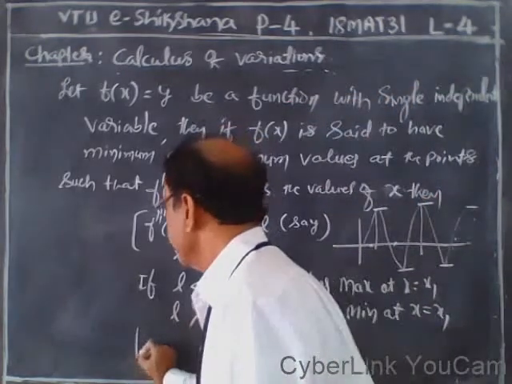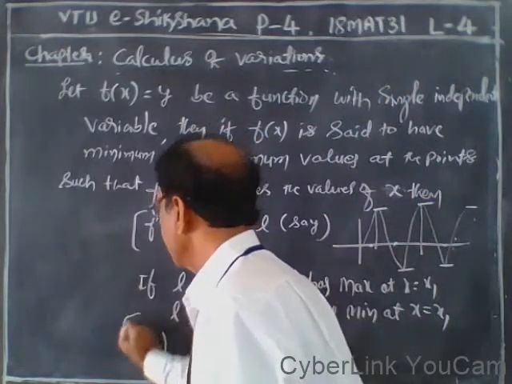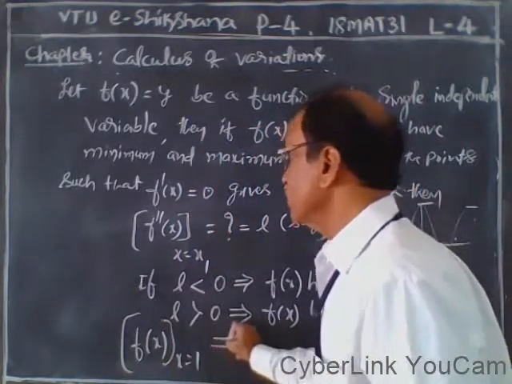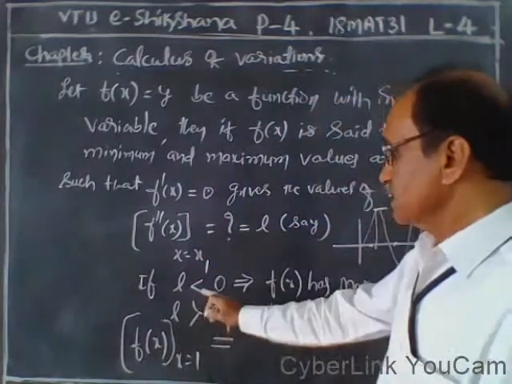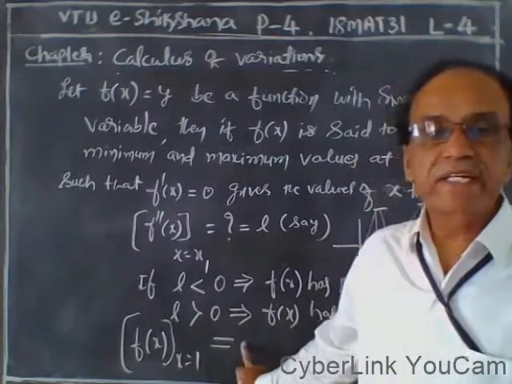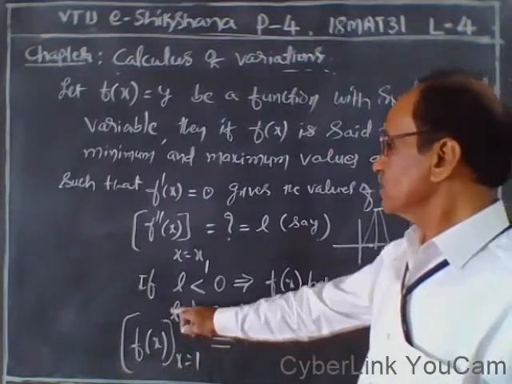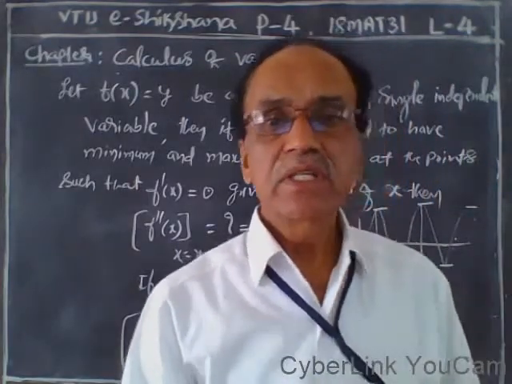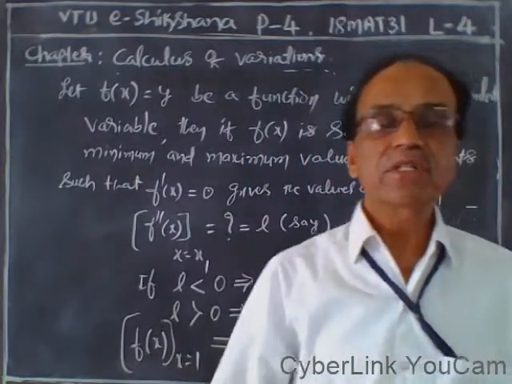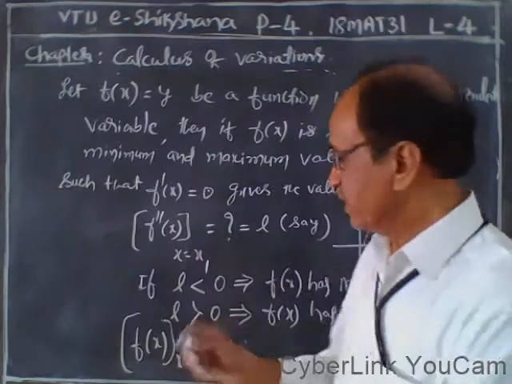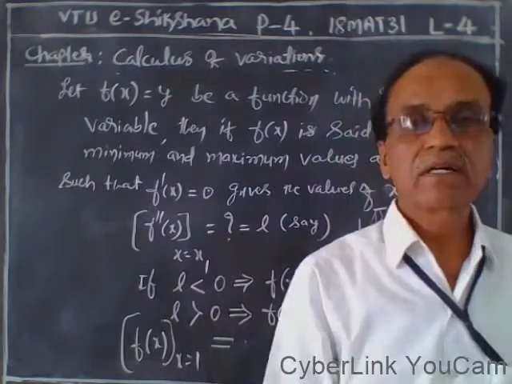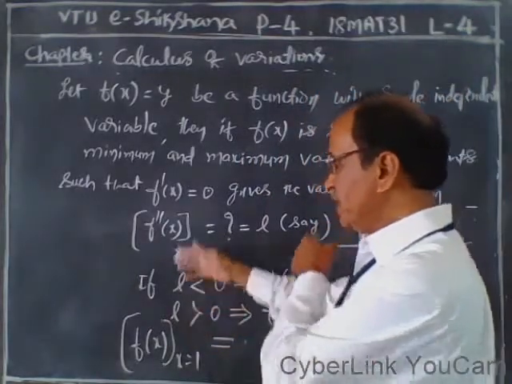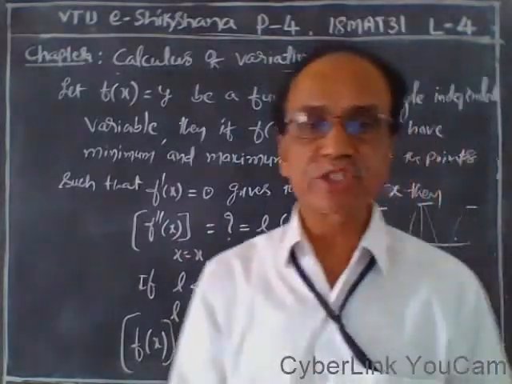Finally, for the given function at x equal to x1, if L is less than 0, you will get a negative value. If L is greater than 0, you will get a positive value when you substitute at x equal to x1. So this is the detail of maximum and minimum when we talk about the behavior of the function.